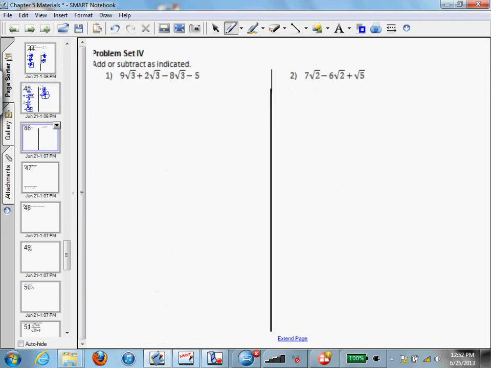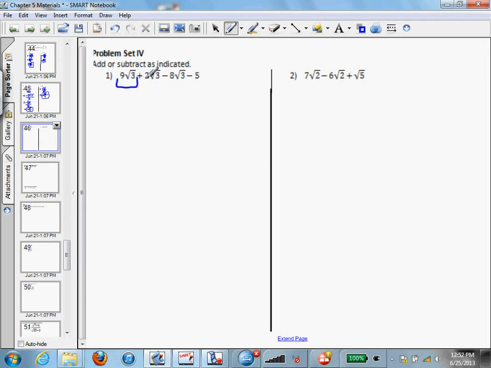Now if we look at problem set 4, add or subtract as indicated. This is a lot like working with fractions. What you want to do is combine like terms. That means terms that have radicals and the stuff inside the radicals are the same. So for number 1, 9 square root of 3 plus 2 square root of 3 minus 8 square root of 3 minus 5.